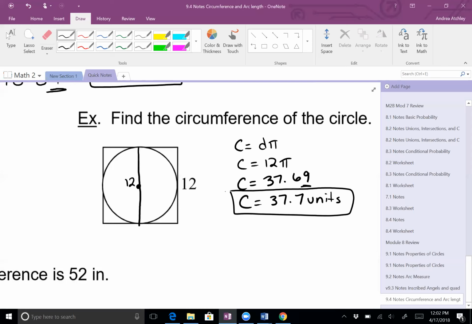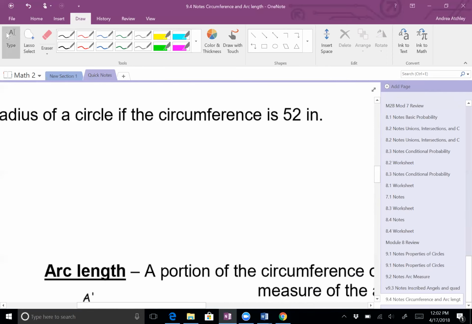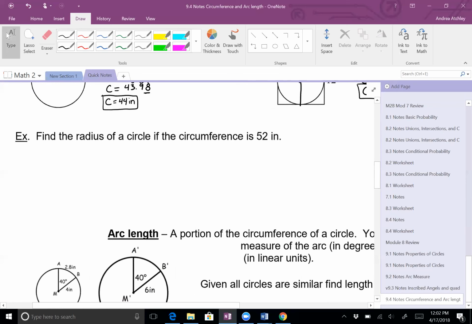Any questions over that? We're good? Okay, now we're going to work backwards. It says find the radius of a circle if the circumference is 52. So this time they give me my circumference equals 52. They asked me for the radius.